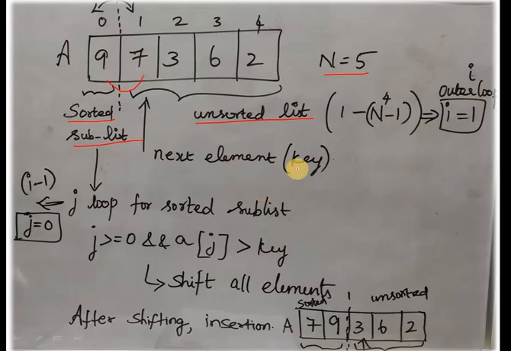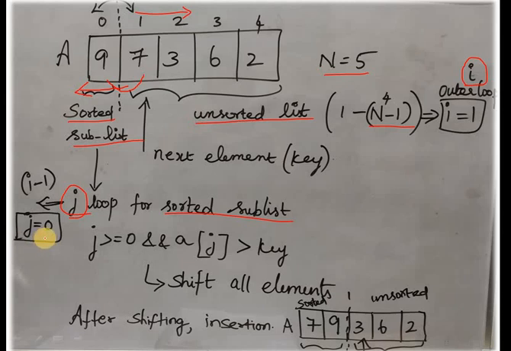Okay, before moving to the passes, we need to look into the parts of the algorithm. The unsorted list is 1 to n minus 1. Here the n value is 5, so it goes up to 4. For the outer loop we have used the variable i. For the inner loop, for going through the elements in the sorted sublist, we are using the j loop. The i loop starts from 1 to 4, and the j loop goes from i minus 1 to 0. In that way we are traversing the sorted list as well as the unsorted list.